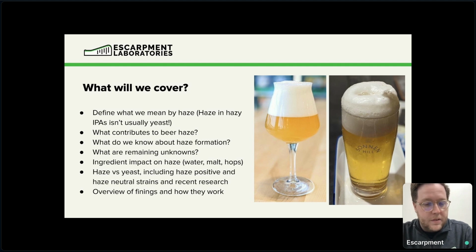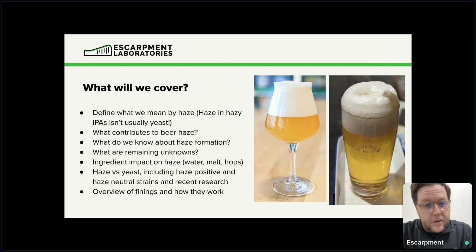What contributes to beer haze? It's obviously not just yeast. It's all sorts of different things. What do we know about how haze is formed? What are some of the unknowns out there that do need to be addressed as we enter some of these new realms of beer? Hazy beer being popular is a very, very recent thing. So, it's taken some time for the science and the industry to sort of catch up to that.